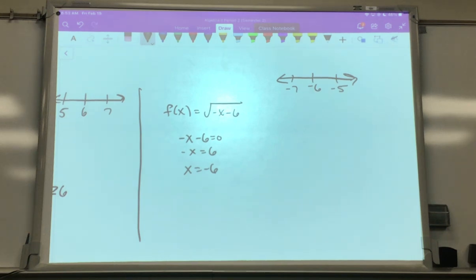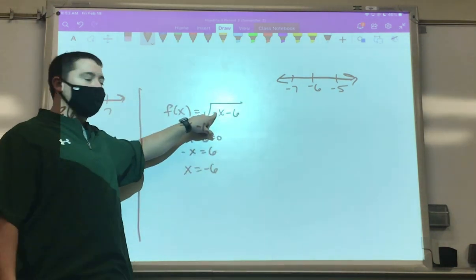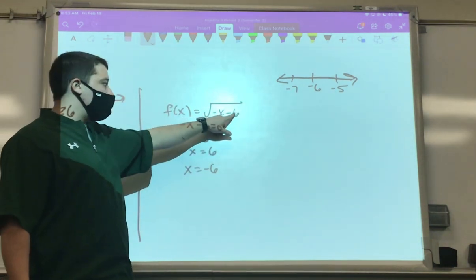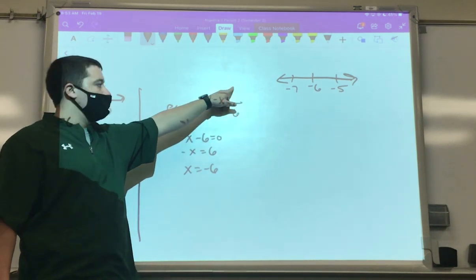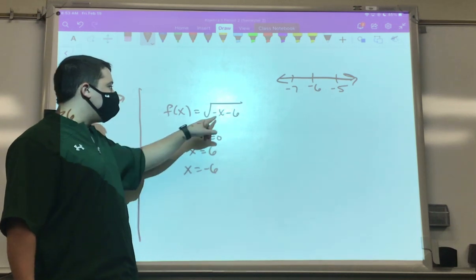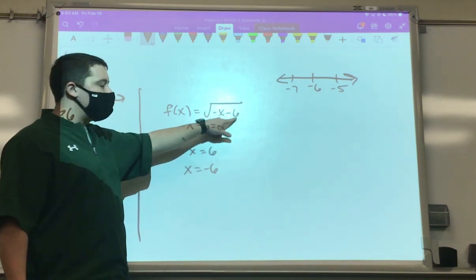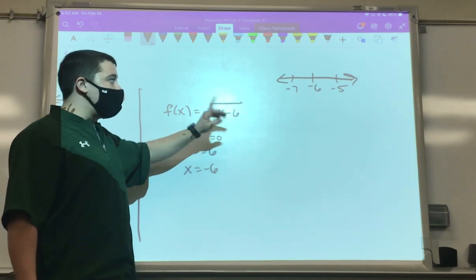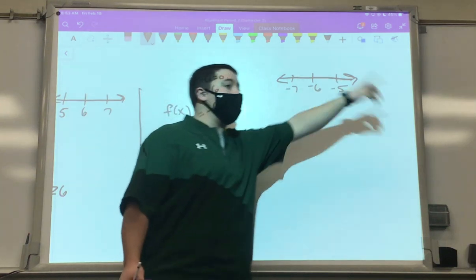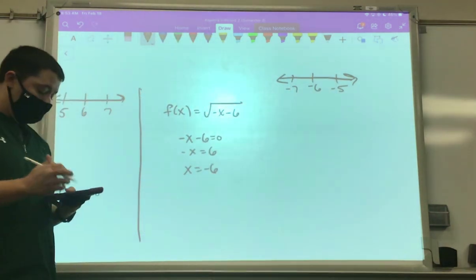Now, if I plug in negative 7, negative 7, that's 7, right? 7 minus 6, 1. Does negative 7 work? So if I go negative 5, negative 5, that's going to be positive 5, correct? Minus 6, negative 1, right? So in this case, the values to the right didn't work, correct? The values to the left worked.